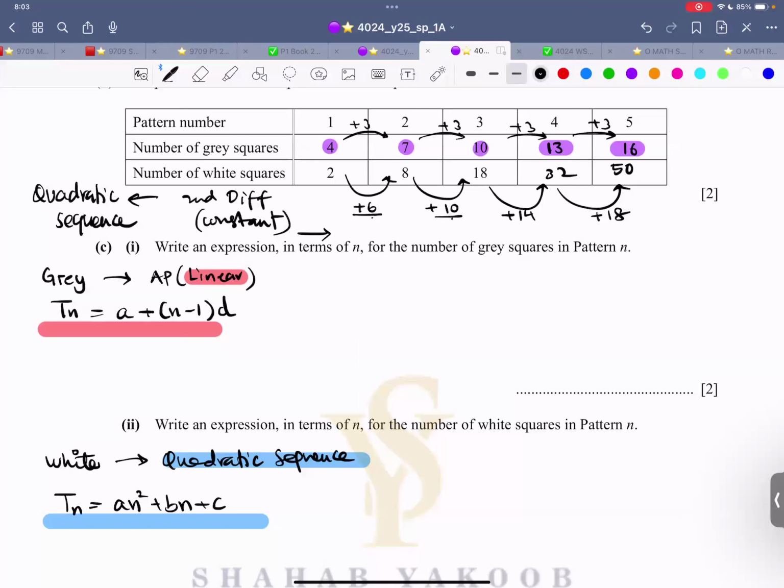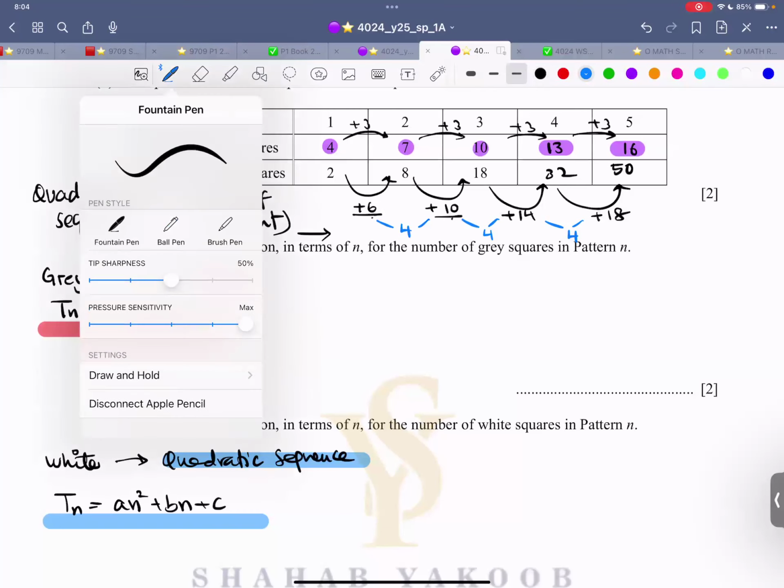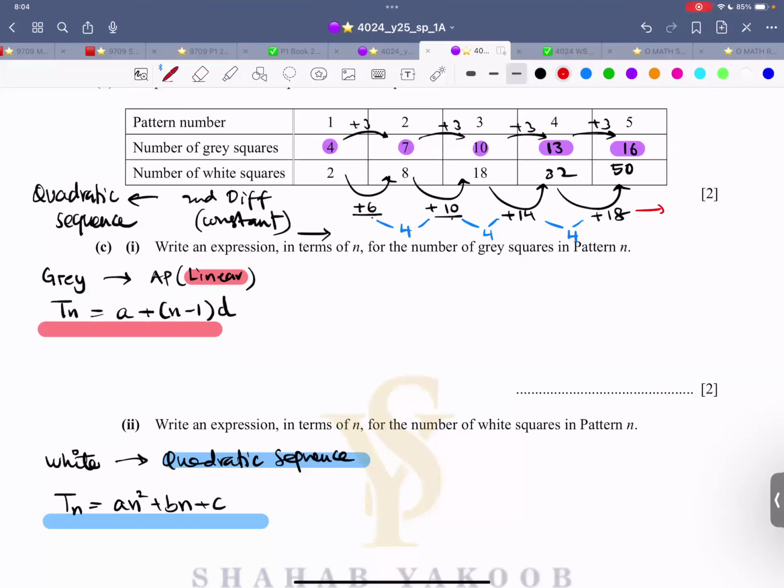The difference between 6 and 10 is how much? That is 4. The difference between 10 and 14 is 4. The difference between 14 and 18 is 4. The first difference over here, this is an AP, arithmetic progression. Now have a good look at it. Now let's spend some time on it. So now if the first difference is AP, that means the second difference is constant. That means it's a quadratic sequence.